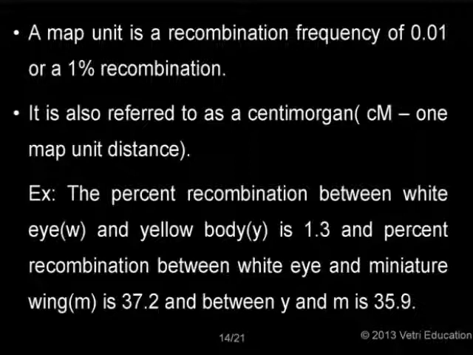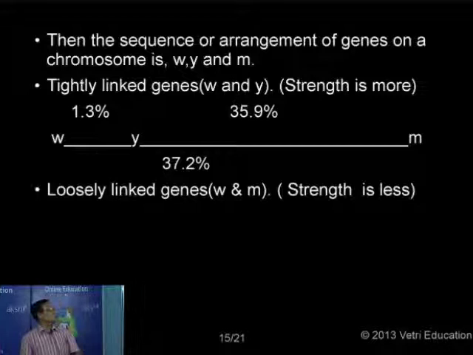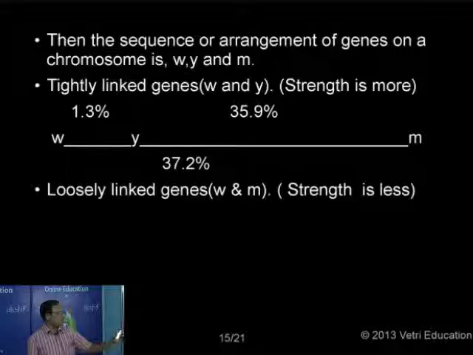So normally this genetic map is used to localize, or to positionize, a particular gene on the chromosome, and also you can construct a map. Now you see that one. So the sequence or arrangement of genes on a chromosome is W, Y, and M. The highest percentage is between W and M, 37.2, and between W and Y, 1.3. Now the remaining is between Y and M, so this is the percent recombination between Y and M.